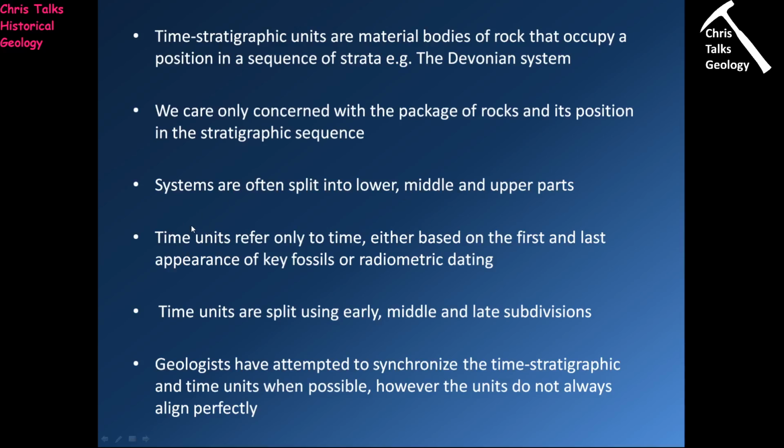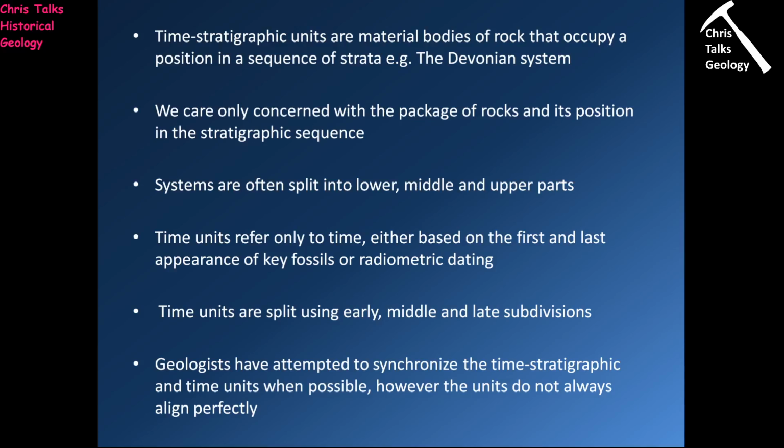Now the time units, which are different, they refer only to time. Now remember, this is either relative time based on the principle of faunal succession, or it's absolute time based on radiometric dating. So time units are split into early, middle and late subdivisions. So you'll have the early Devonian, middle Devonian and late Devonian. You might notice that you're using the same kinds of terminology, but when fossils appear will not always match perfectly with when a layer of rock starts.